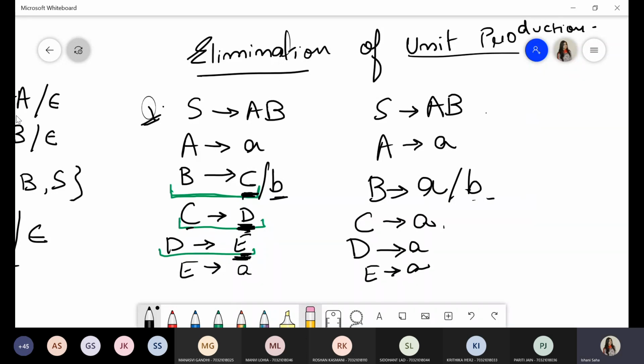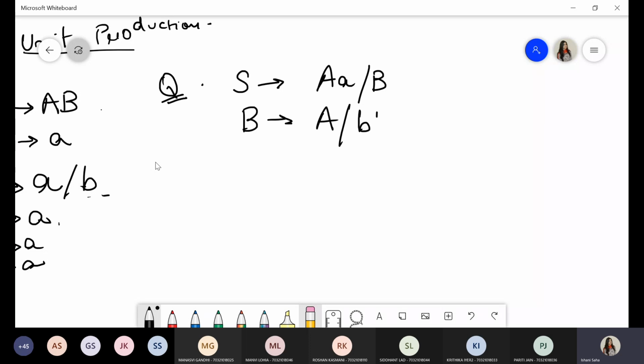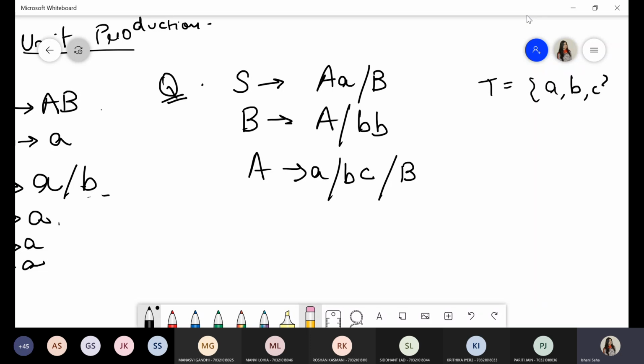Okay, let's quickly take one more example. This you do. B generates A slash BB and A generates A. Here, your terminals are A, B, C, and the non-terminals or variables are S, A, and B. What are the unit productions first? Tell me that.